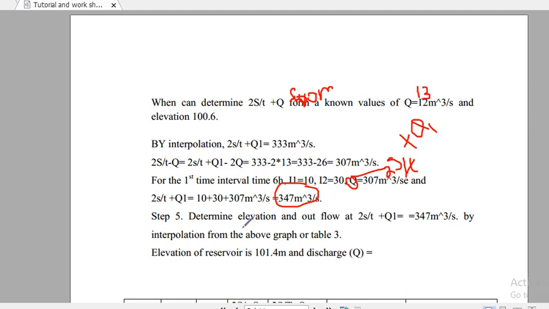So by using this, we can determine the elevation and outflow at 2S over Δt plus Q equal to 347 meter cube per second. By using interpolation from the above graph, then the elevation is equal to 101.04 meter. And the discharge is equal to how much?